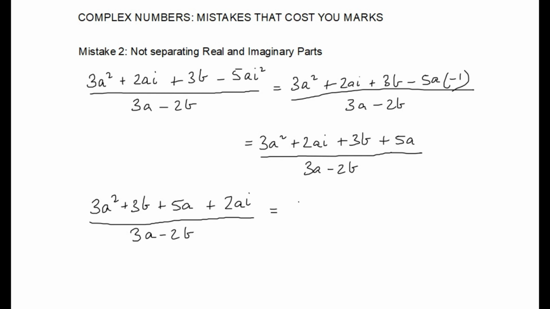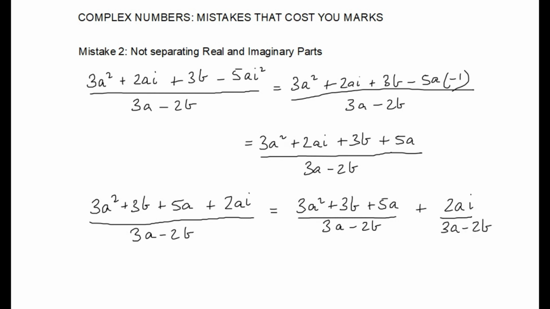So it's going to be 3a squared plus 3b plus 5a, the whole divided by 3a minus 2b, that's the real part, plus 2ai over 3a minus 2b. So now we have separated that complex looking complex number into its real and imaginary parts.